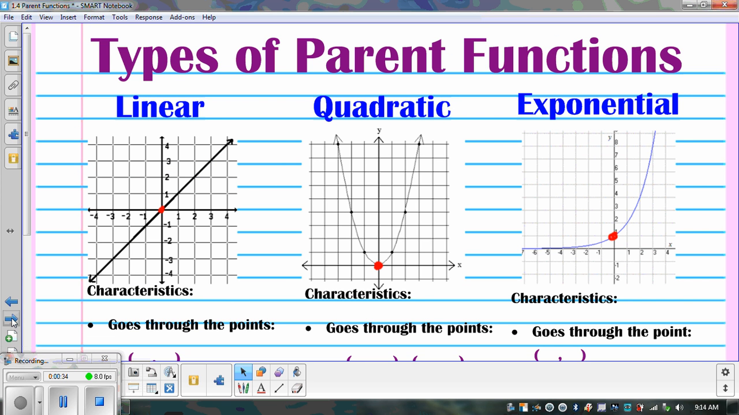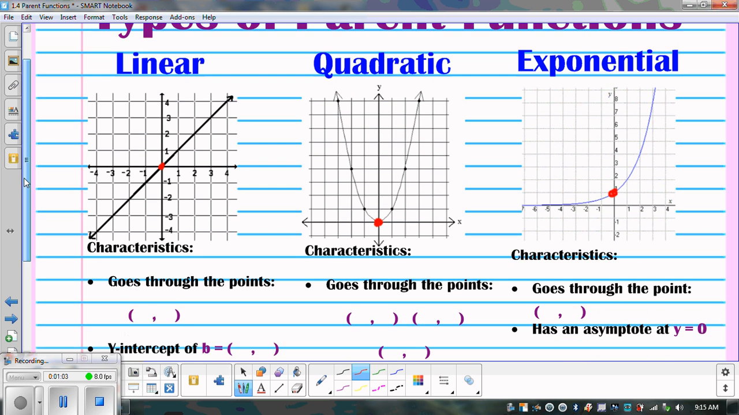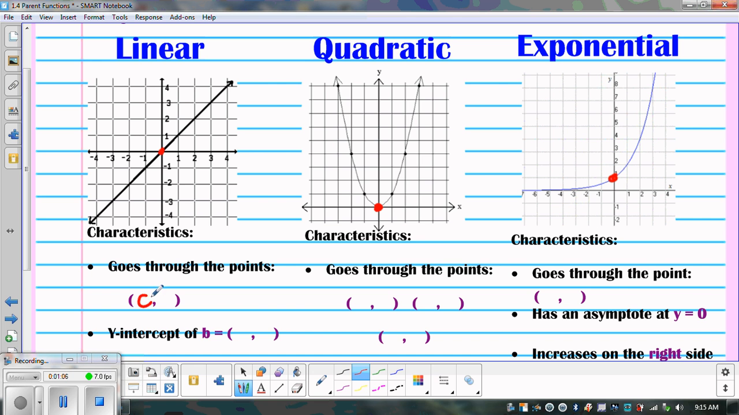There are three types of parent functions that we are going to talk about today. When I'm talking about parent functions, that is the original graph before you translate it, slide it up or down or left or right. This is like the original starting function. The first one that you are probably the most familiar with is linear, and that is because the graph makes a straight line. The key point that you want to be aware of is if we have just a basic parent function that is linear, it is going to go through the point 0, 0.